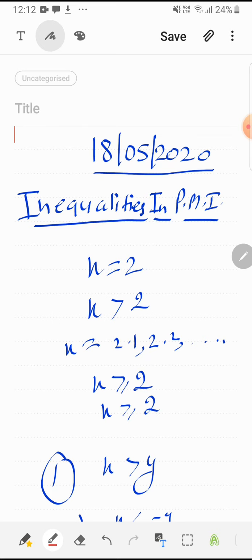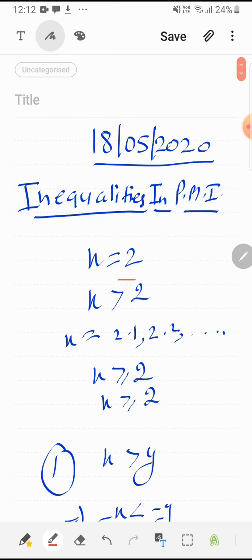So before proving the question from PMI, let us understand a little bit about inequalities, how an inequality works, and what are the do's and don'ts for inequalities. First thing, when we say x is equal to 2, it's a clear cut thing, no confusion, x has only one value, which is 2. When I say x is greater than 2, that means it is an inequality. So x may be 2.1, 2.2, 3, 4, 10 and any other value which is greater than 2.